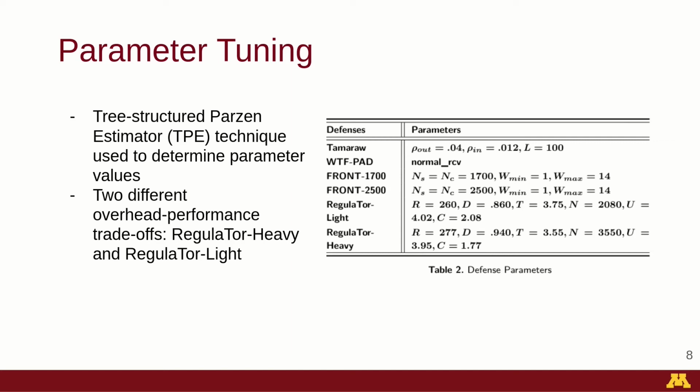And we ended up picking two of these higher performing combinations that demonstrate different trade-offs between the overhead and the performance: Regulator Heavy and Regulator Light. Regulator Heavy uses more bandwidth and has slightly better latency, but also has better defense effectiveness, and Regulator Light is somewhat less effective but uses less additional bandwidth.